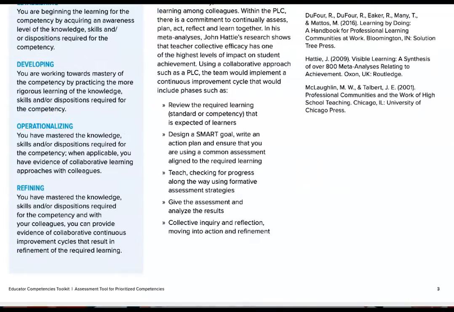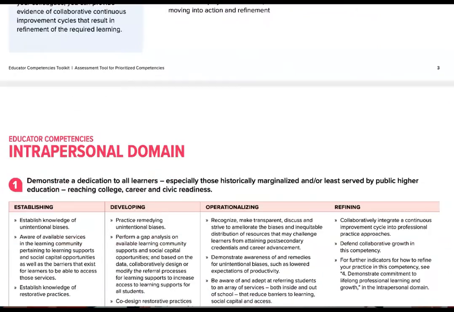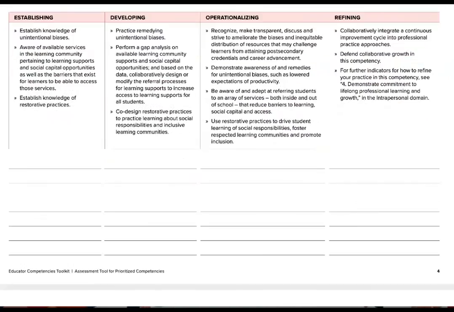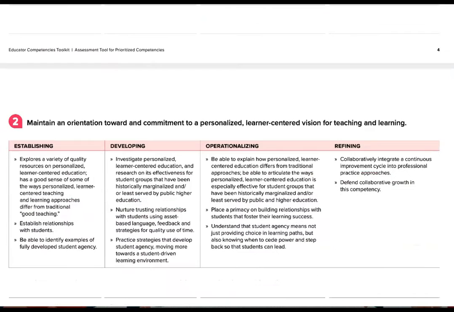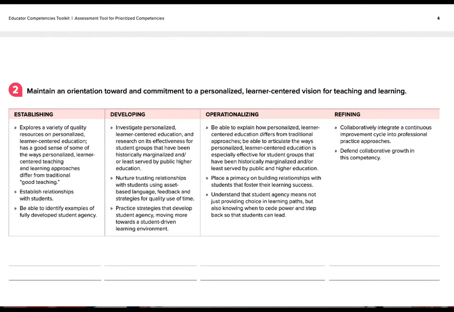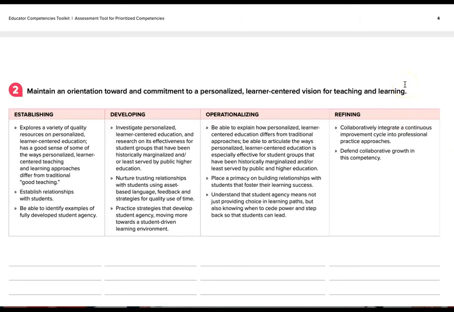With that, I'm going to go back down to our number 2 that we're going to dig into a little bit. And number 2 again is maintain an orientation toward and commitment to a personalized, learner-centered vision for teaching and learning. You will see the 4 columns that I just described, and inside the 4 columns are the indicators for each of those columns.